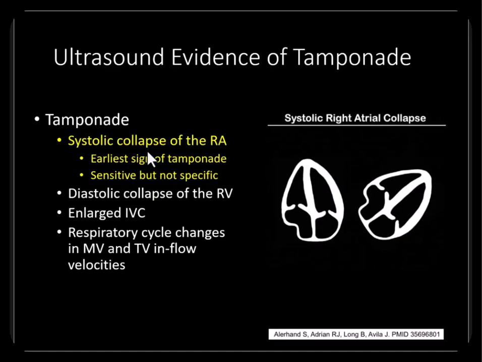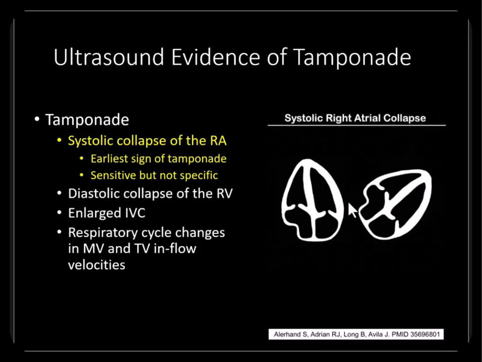So the first thing to look at is systolic collapse of the right atrium. This is done nicely in your four-chamber or your subxiphoid views. This is considered a very early sign of tamponade, and it's sensitive but not specific for tamponade.